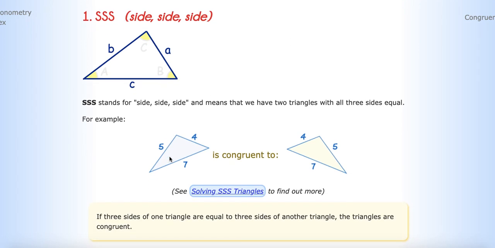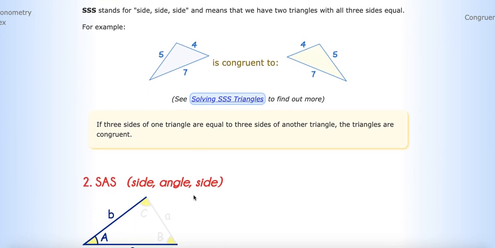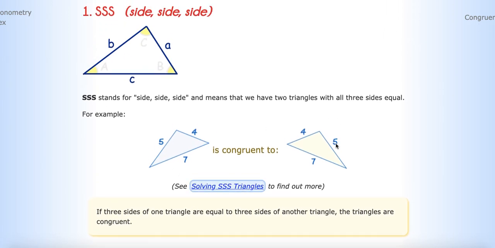The first one, SSS, is saying that if you have 3 pairs of congruent sides, then the 2 triangles are congruent. The best way to look at it is to look at this example. I'm going to share this link with you guys on Google Classroom. So side 4 is congruent to side 4 right here, and the 7 is congruent to the 7. Those are all congruent right there. And then the 5 is congruent to the 5. So that means there's 3 sides congruent to the other 3 sides of the other triangle.